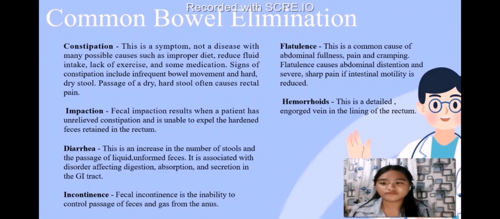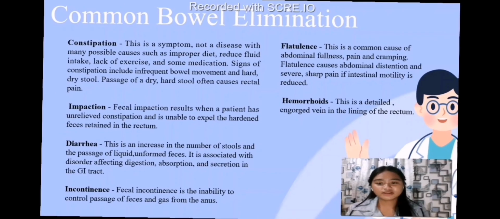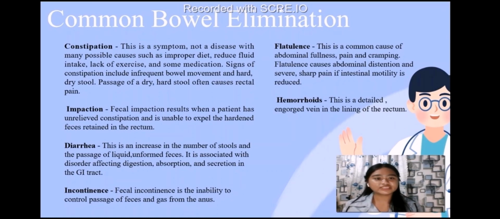Diarrhea. This is an increased number of stools and the passage of liquid and unformed feces. It is associated with disorders affecting digestion, absorption, and secretion in the gastrointestinal tract. Next is the incontinence. Fecal incontinence is the inability to control passage of feces and gas from the anus. Next, the flatulence. This is a common cause of abdominal fullness, pain, and cramping. Flatulence causes abdominal distension and severe, sharp pain, and the intestinal motility is reduced. Next is the hemorrhoids. These are dilated, engorged veins in the lining of the rectum.